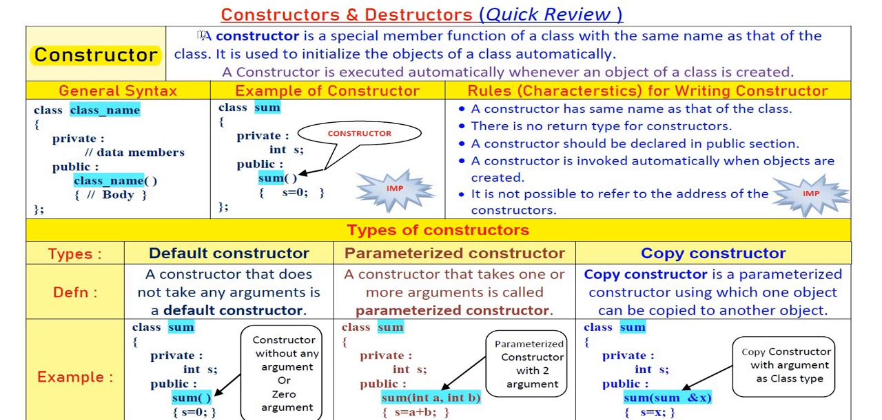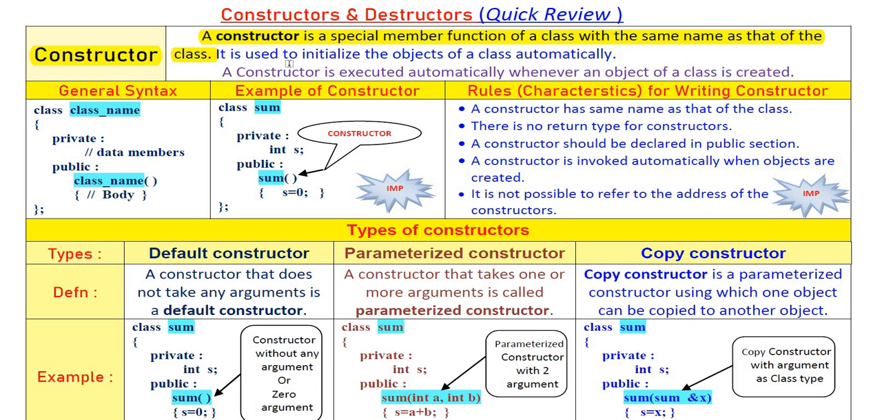So here you can also see definition. A constructor is a special member function of a class with the same name as that of the class. Means constructor is a special member function of a class. So constructor is defined inside class body. So constructor is nothing but a member function of a class, but it is a special function because it is having same name as class name. So function name will be same as class name. So constructor is a special member function of a class having same name as that of class.